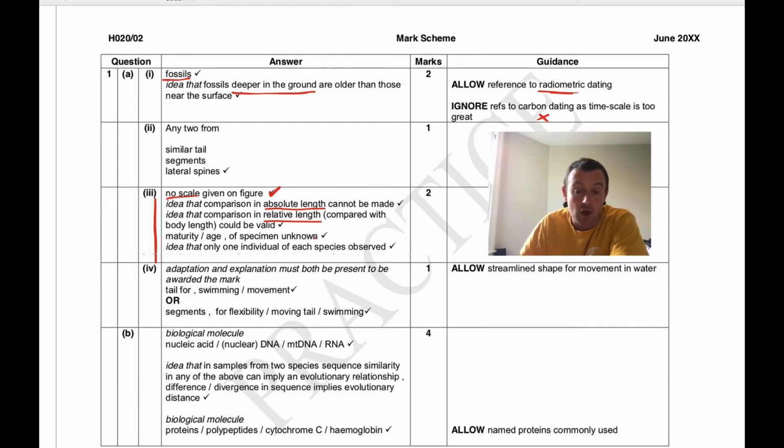We also don't know, here's some other things you could say, how old the specimens are in terms of their maturity. So one specimen could be a year old, the other specimen could be 5 years old. So it might have had time to grow more fully. And also, we've only got 1 of each species, so we don't really know what kind of variability there is in lateral spine length within a population of these extinct organisms. So those are all some things that you could have said.